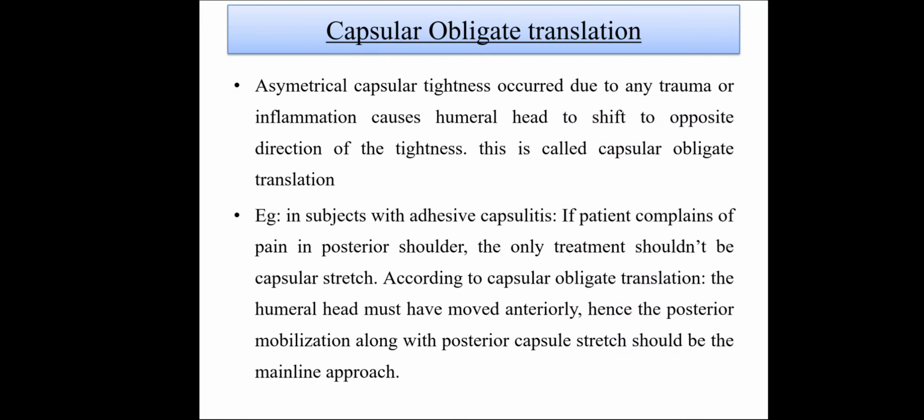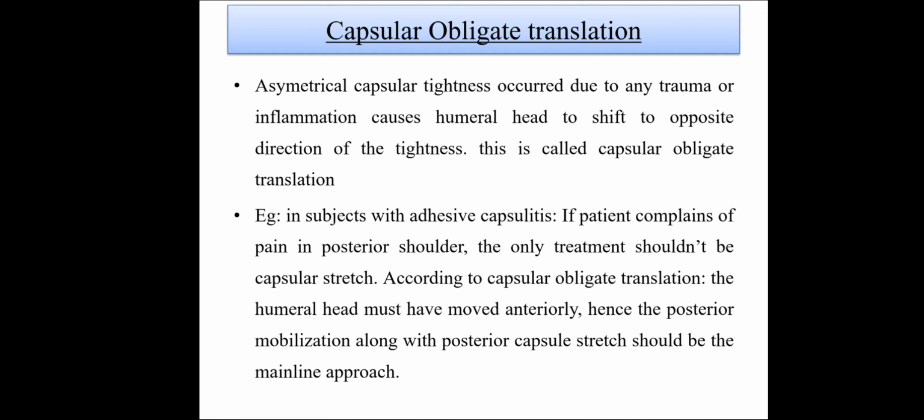Coming to the last part of the lecture, that is nothing but your capsular obligate translation. Splitting the term capsular obligate translation, something happens to the capsular area of the shoulder joint which leads to obligate, nothing but opposite translation of the humeral head. For example, when you have trauma on the posterior aspect of the capsule, it leads to opposite translation of the humeral head in the anterior direction.